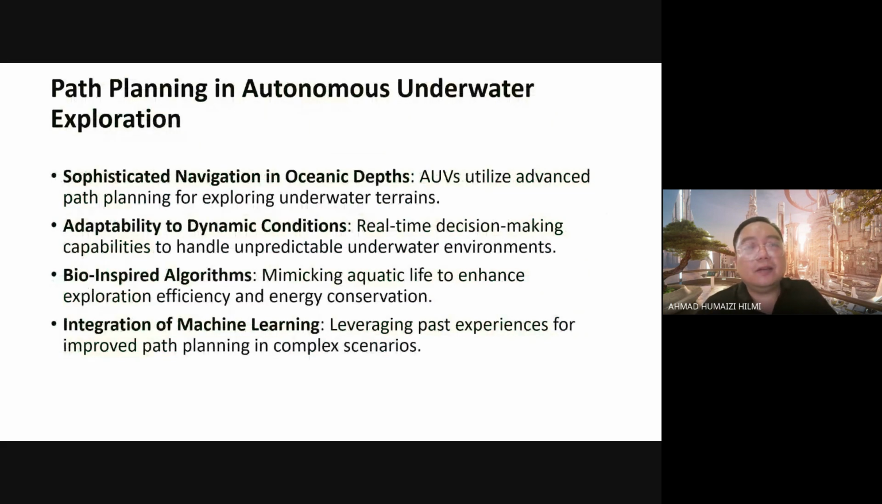And then there is also path planning for autonomous underwater exploration, so the underwater drone. We have seen the flying drone, how about the drone inside the water, the underwater drone? They talk about bio-inspired algorithms, meaning mimicking aquatic life. They make the drone as a fish, as a snake, so that when the robot fish comes into the river, the fish are not surprised. They think the robot is their friend. So the robot can blend into the environment, and then the robot can see what the fish do. The fish are not surprised, the robot is not surprised, and everyone is happy, right?